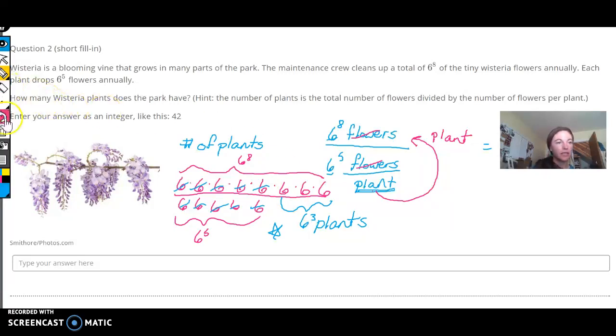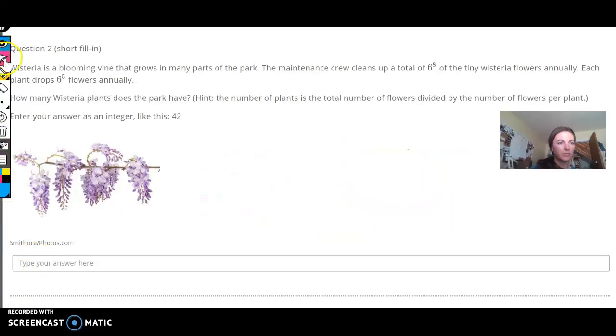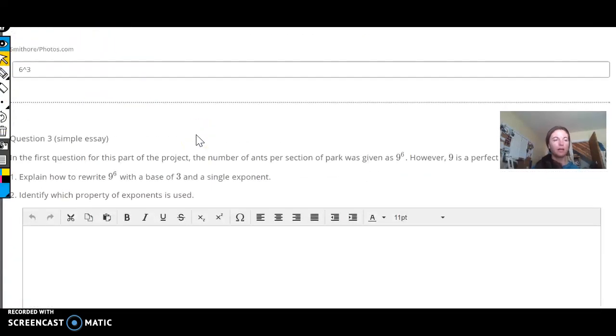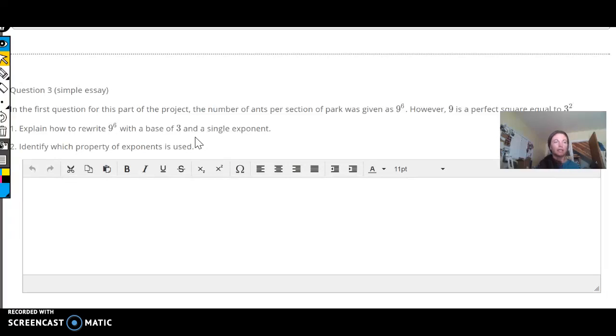Okay, so in this one, we simply need to write 6 to the 3rd power. Okay? Okay, last question. In the first question for this part of the project, the number of ants per park section was given by 9 to the 6th power. However, 9 is a perfect square that's equal to 3 squared. Explain how to rewrite 9 to the 6th with a base of 3 as a single exponent.